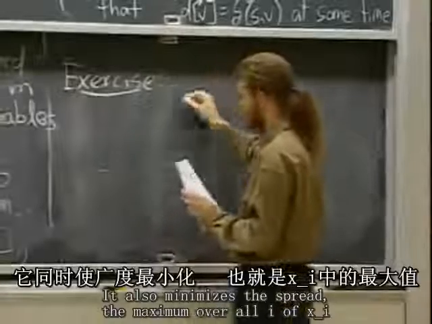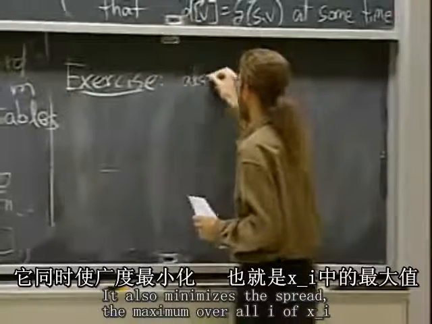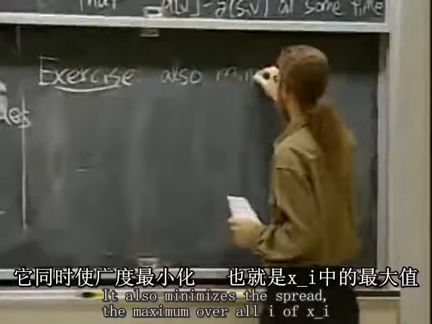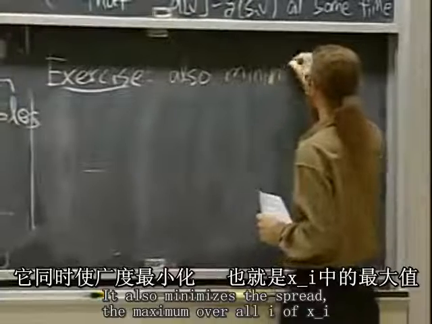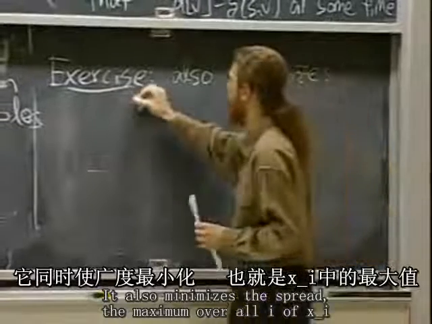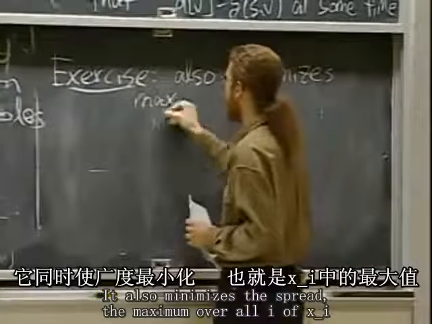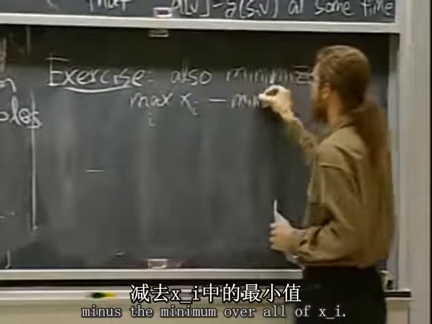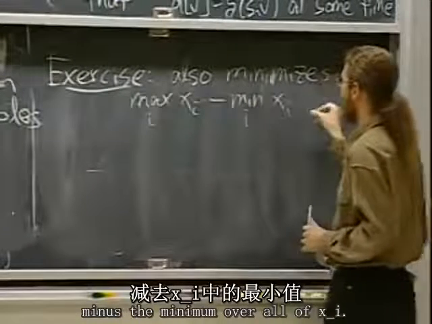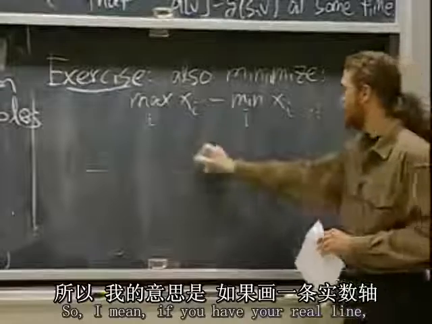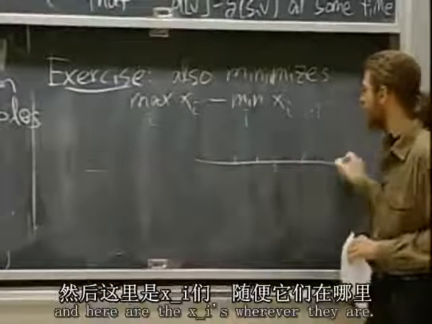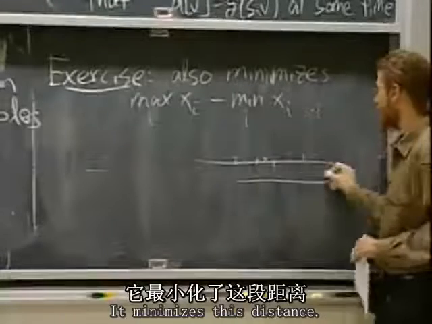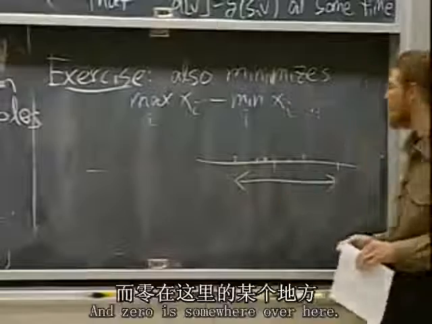It also minimizes the spread, the maximum over all i of xi minus the minimum over all i of xi. So, I mean, if you have your real line and here are the xi's, wherever they are, it minimizes this distance. And 0 is somewhere over here.